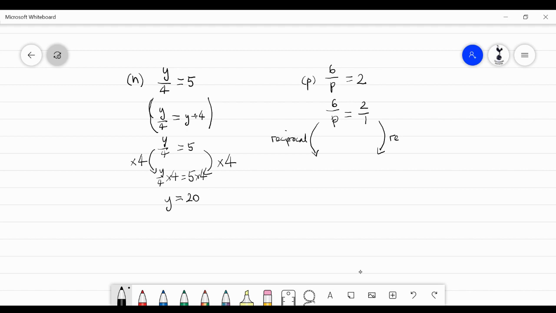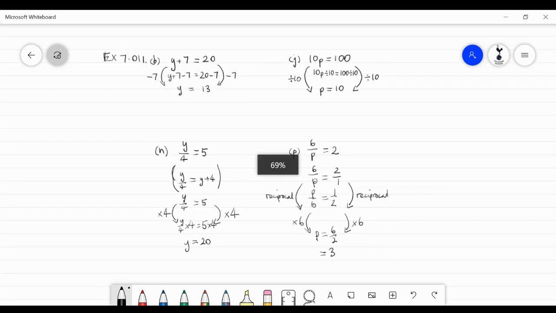And reciprocal just means sending top to bottom and bottom to top, or numerator to denominator and denominator to numerator. And that means we get p over 6 is equal to 1 over 2. And now we multiply by 6, multiply by 6. p is equal to 6 over 2, which is equal to 3. And there we go.